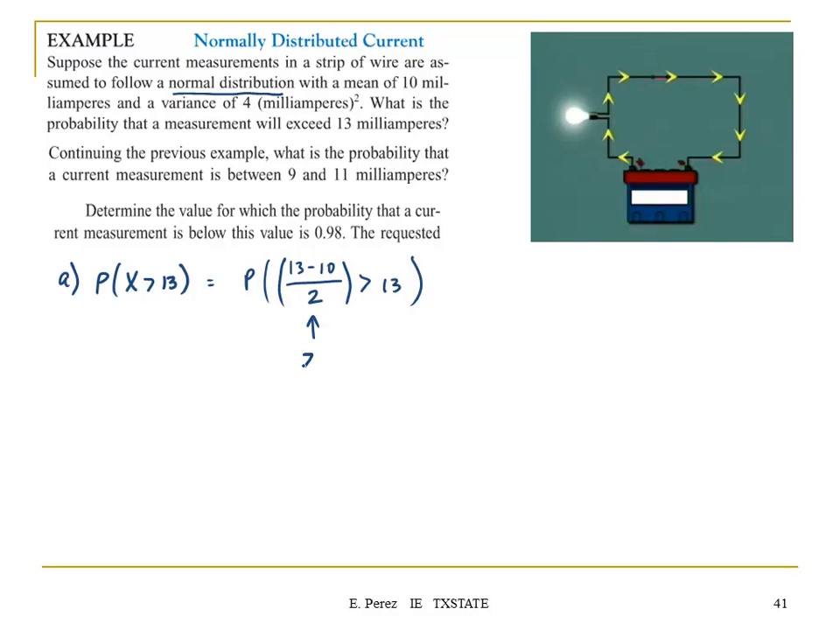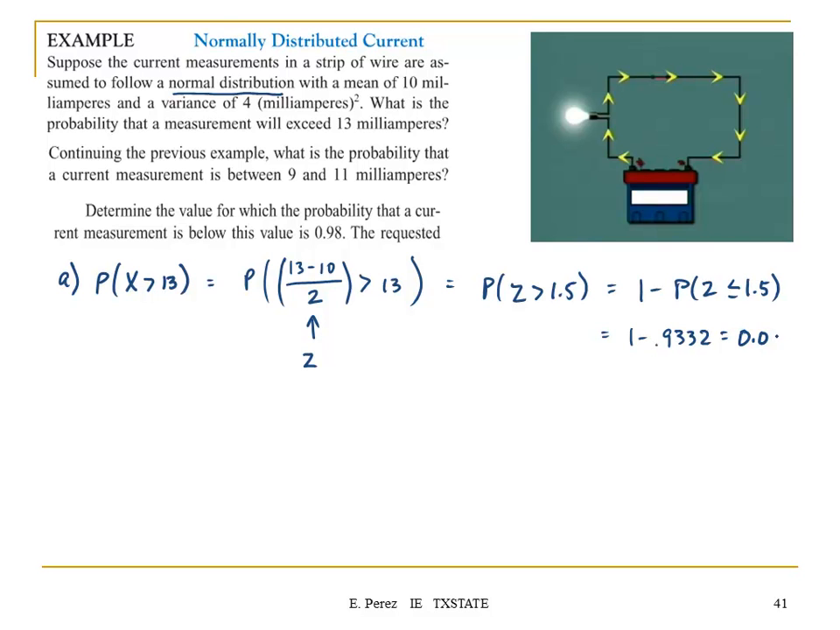This is z. So this is equal to the probability of z being greater than 1.5, which is equal to 1 minus the probability of z being less than or equal to 1.5, because we need to look at the complement. If you find 1.5 here, it is 0.9332. So this will be equal to 1 minus 0.9332.